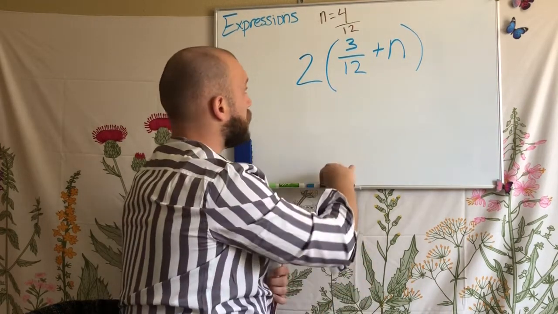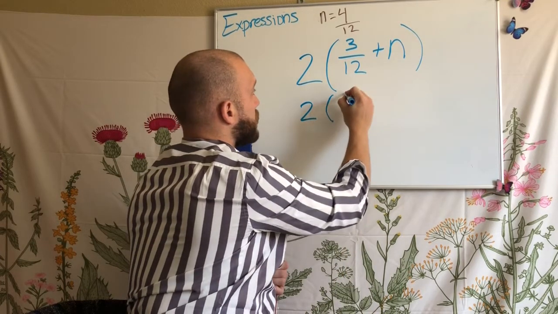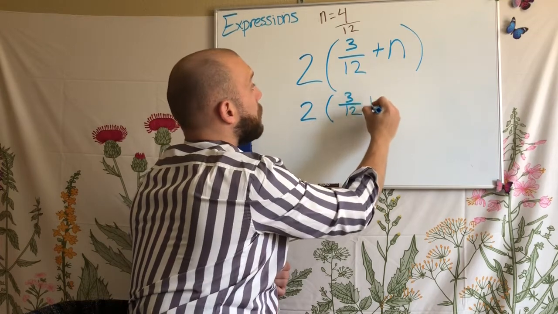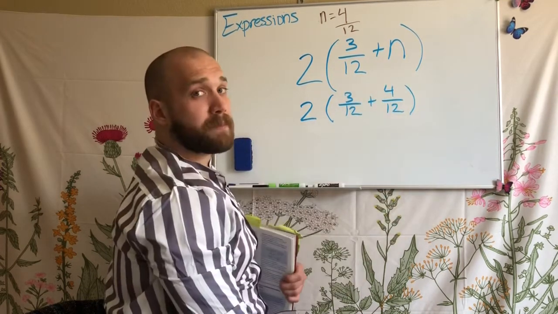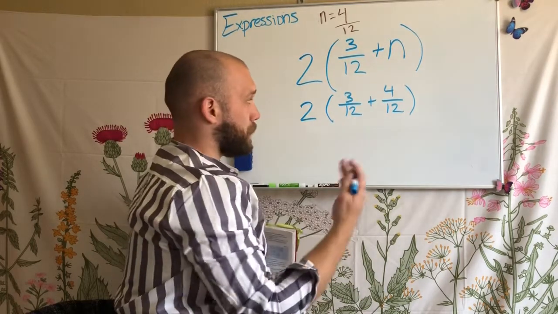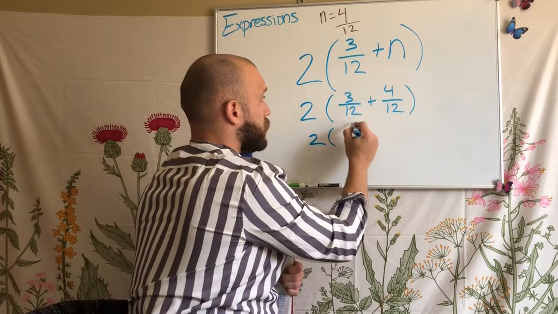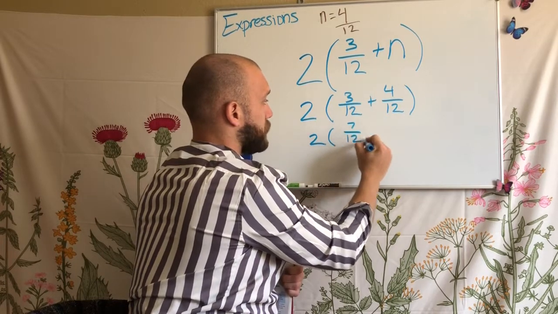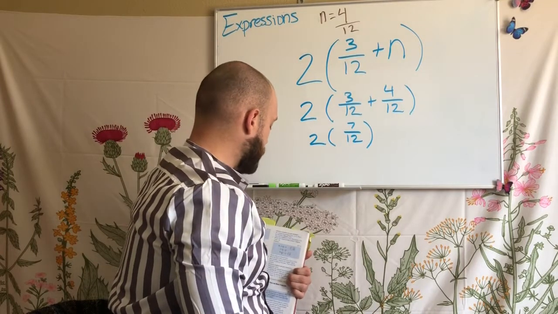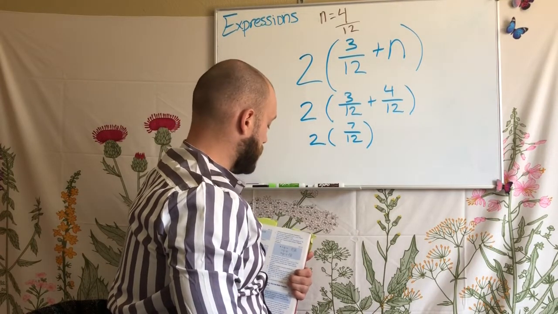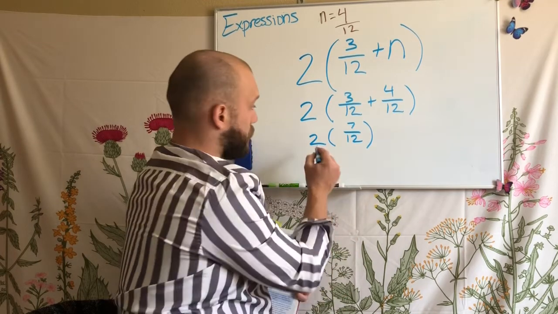So let's plug it in. So I have 2 times the quantity of 3/12 plus 4/12. Pretty simple right now because the denominators of my fractions are still the same, so I can add my fractions together easily. I know it's going to be 2 times the quantity of 7/12. And I know that the 2 would be over 1.